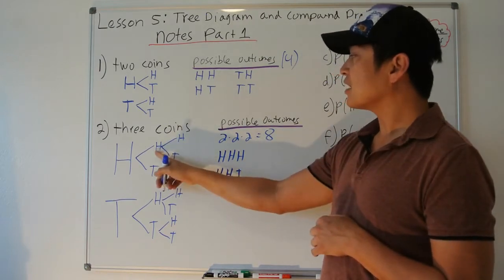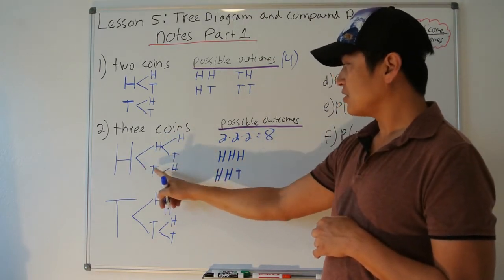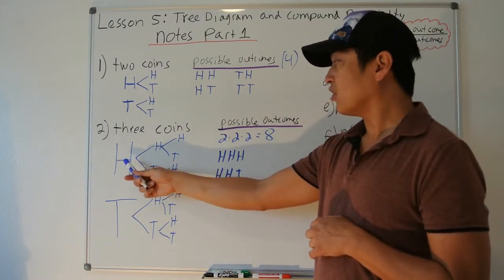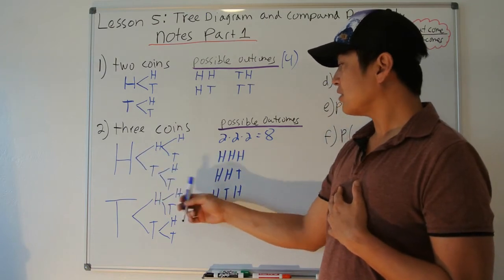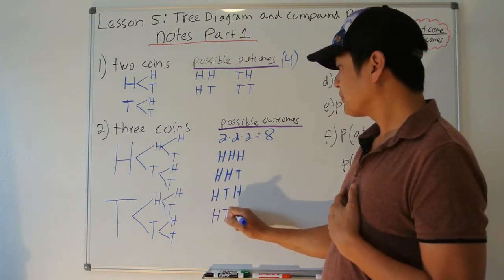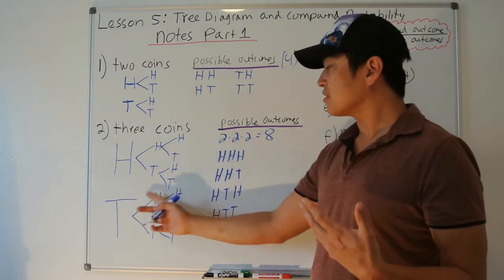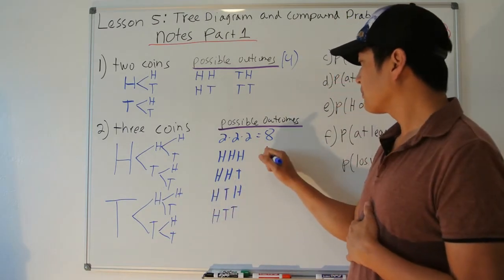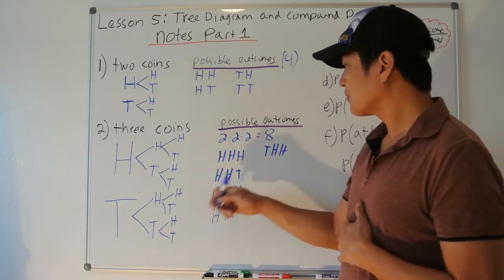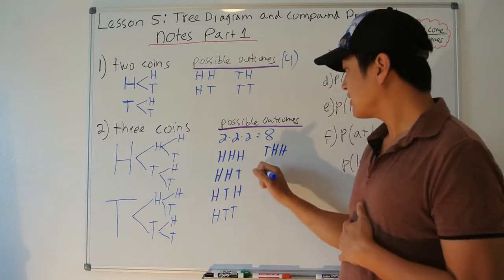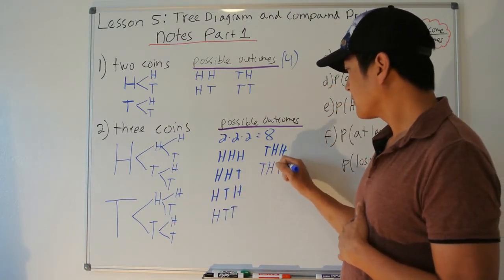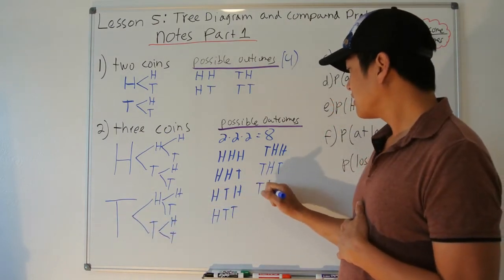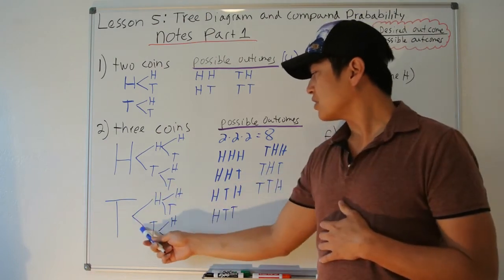Alright, I'm done with this one, so now we'll go to this one. Heads, tails, heads. Right, just follow the branches. Heads, tails, tails. I'm done with this part, so I'm going to go to this one here. Heads, heads, I'm sorry, tails, heads, heads. Tails, heads, tails. Tails, tails, heads. Tails, tails, tails.